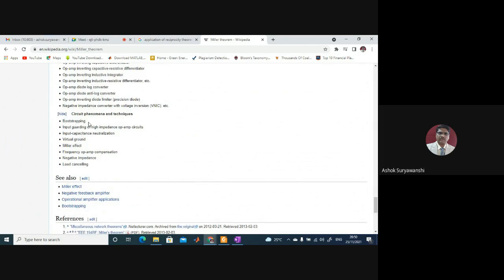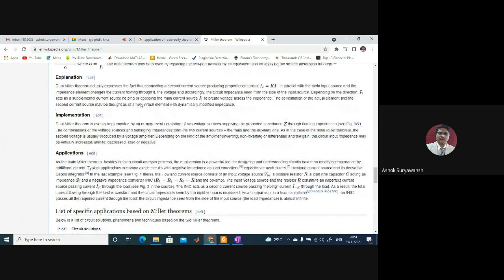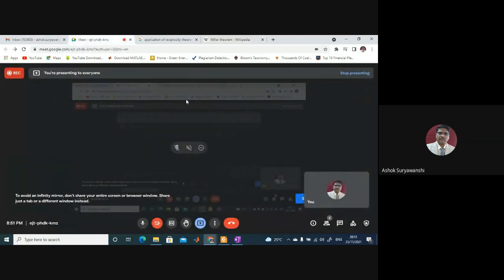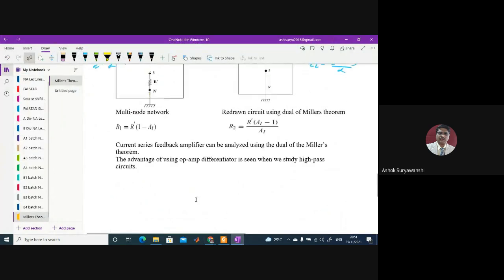So bootstrapping is used in transistor amplifiers to increase the input impedance. Then similarly it is used in virtual ground and so on and so forth. So a lot of applications are there, but mostly all these applications are amplifier applications, transistor amplifier or operational amplifier, right? So at the end we'll see one example and then we'll end this video.